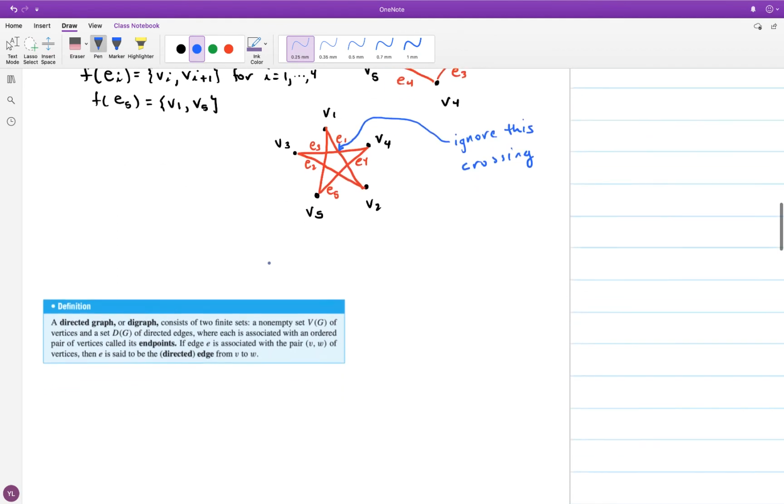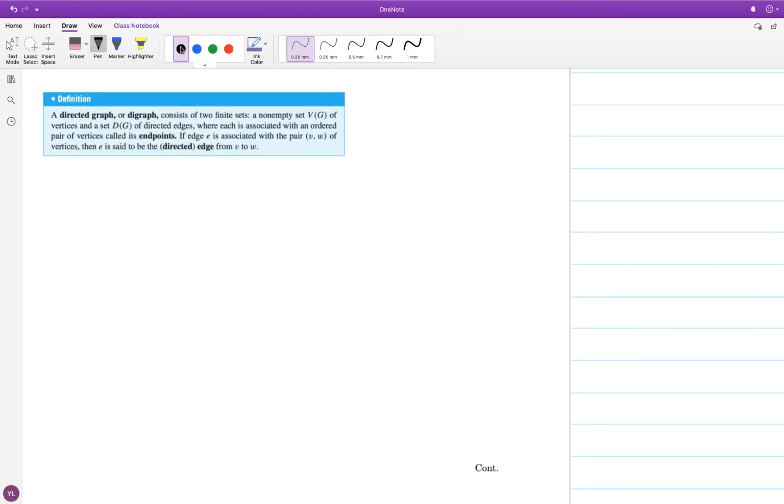Okay, another definition. Sometimes we are concerned with not only relationships between pairs of objects in our model, but sometimes we are interested in one-directional relationships instead. So for example, if you were looking at a family of people, you could take any two people and consider the relationship that one person is older than the other person. Well, that's not really a two-way relation, right? Or a symmetric relation, if you will.